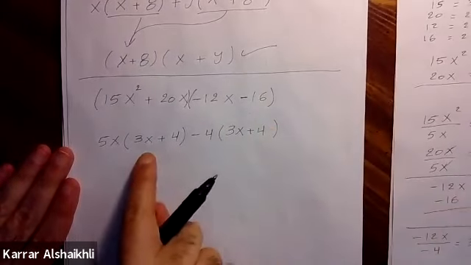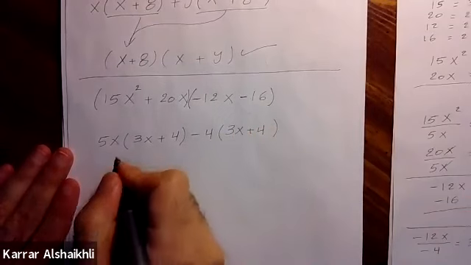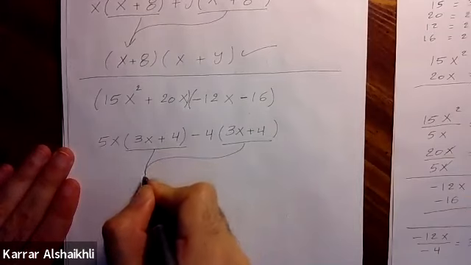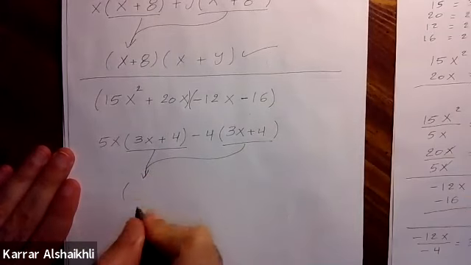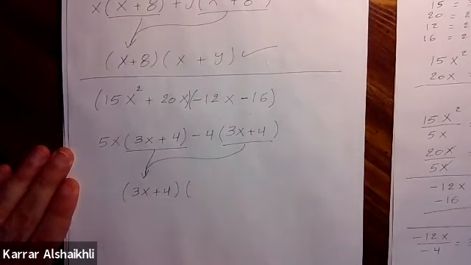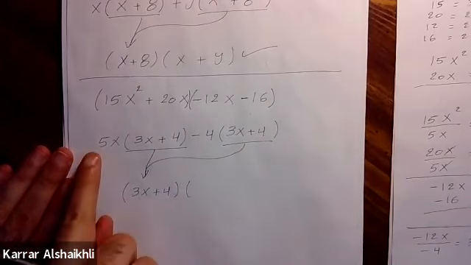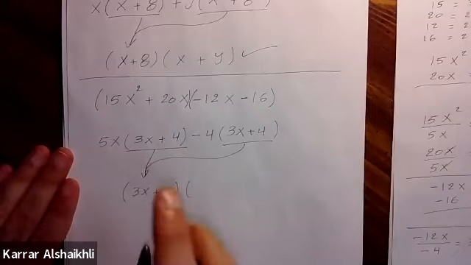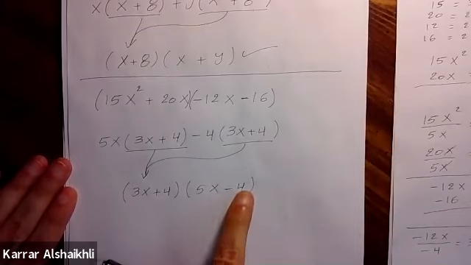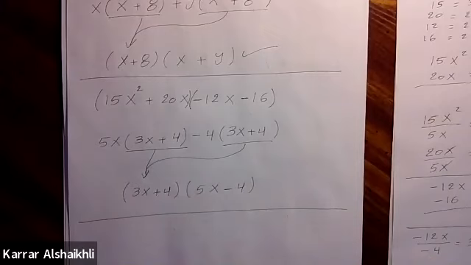Do we have to get exactly the same parentheses? That means we are on the right method, the right way. 3x plus 4. I'm going to open another parentheses. Write down the leftover from this part, which is 5x minus 4. Doesn't matter, negative or minus, the best thing you say is minus 4. That's it for this example.